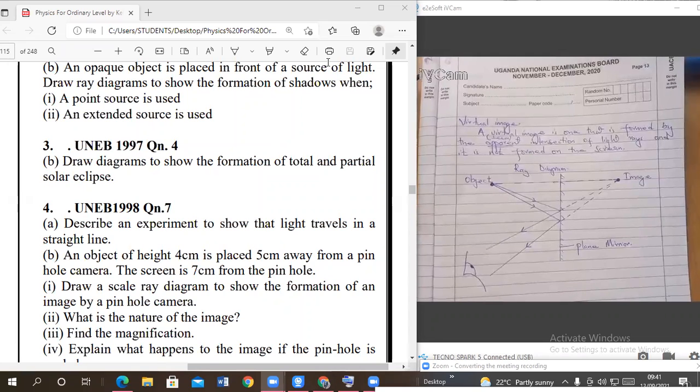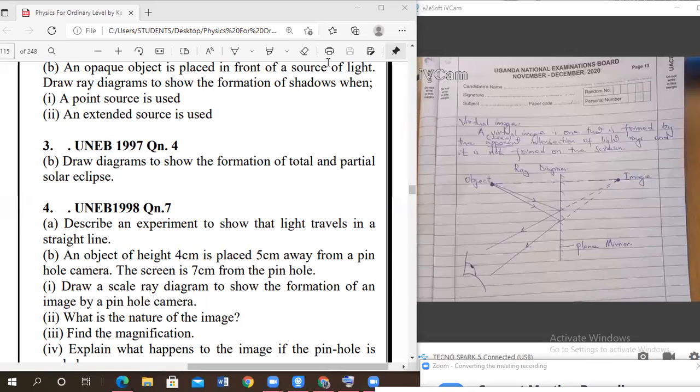So that's the difference between virtual and real image. You find that when you place the plane mirror horizontally on the ground, the image formed is real. But when you place it vertically, the image is virtual.